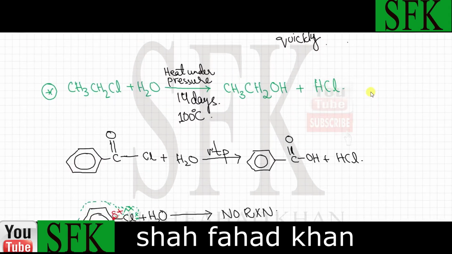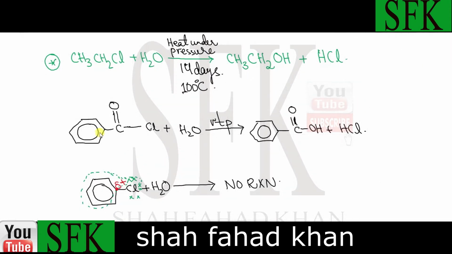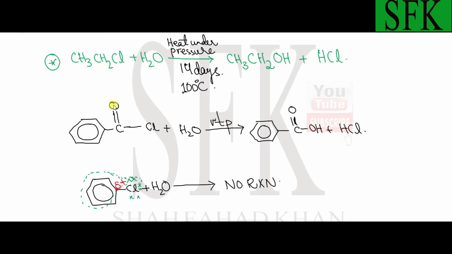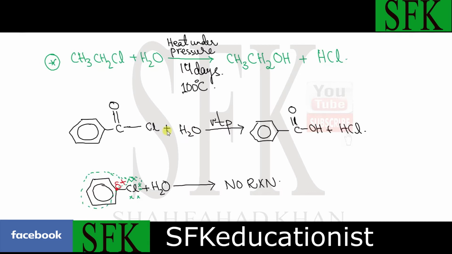Now, let's look at another example. We have benzoyl chloride over here, basically the acyl chloride containing a benzene ring and a carbon double bonded to oxygen with a chlorine atom attached. Now in this case, water is again used as a nucleophile. Water again will give its OH to the carbon atom, forming the corresponding carboxylic acid over here, and HCl is again given as a byproduct, and again no special conditions, RTP, is used.